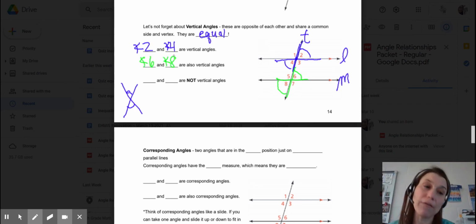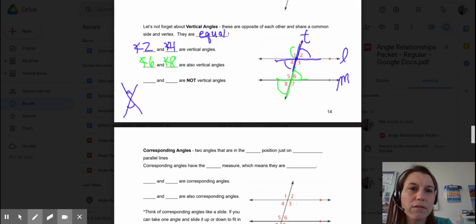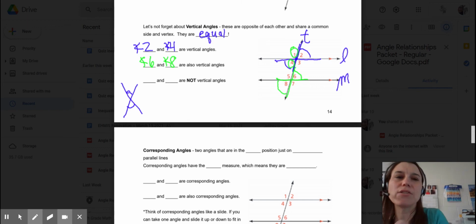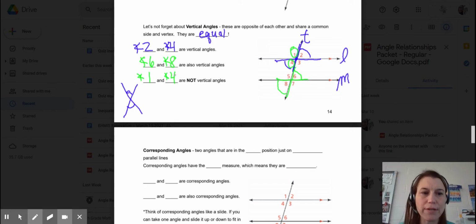So what are 2 that are not vertical angles? Well, there's lots of answers. I guess one I would look at would be angle 1 here and angle 4. So they are adjacent angles. They are not vertical angles because they share a vertex and a side, not just a vertex. So I'll say angle 1 and angle 4 are not vertical angles, but there's a lot of others that are not vertical angles. There you go.